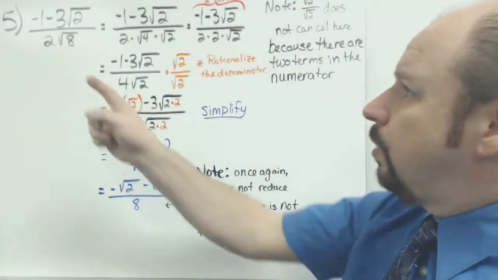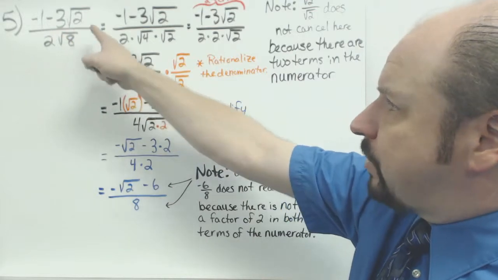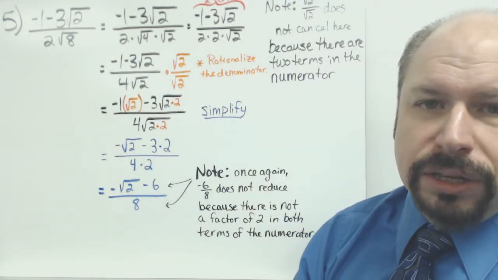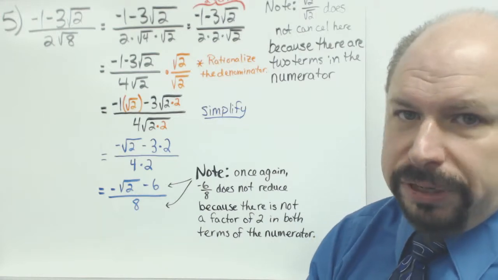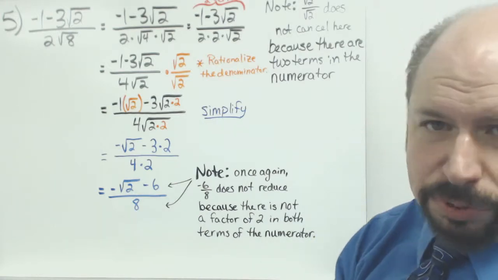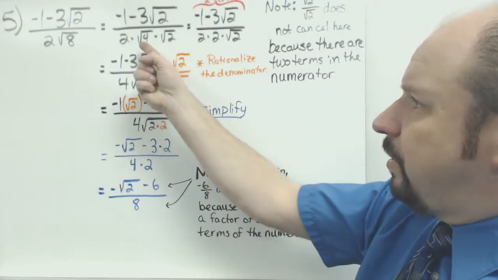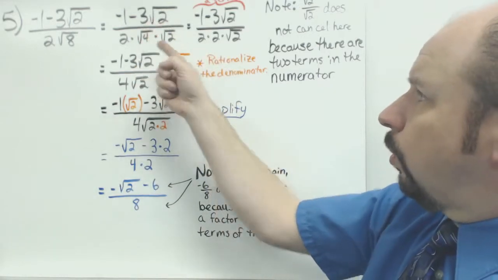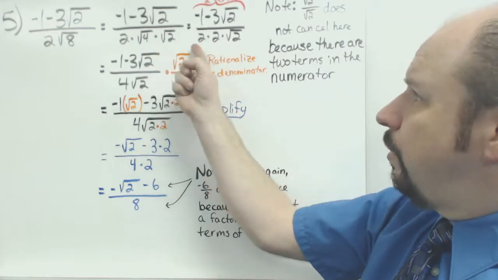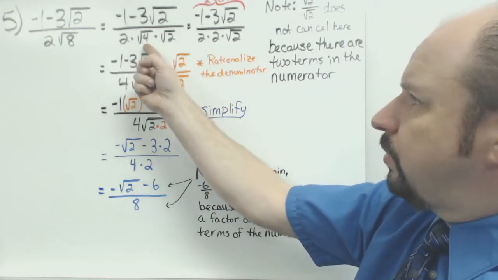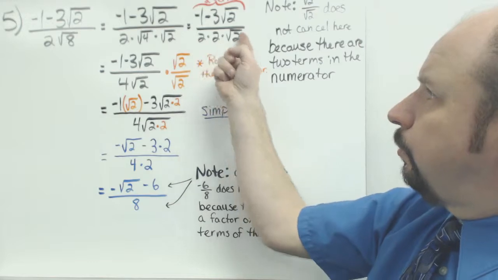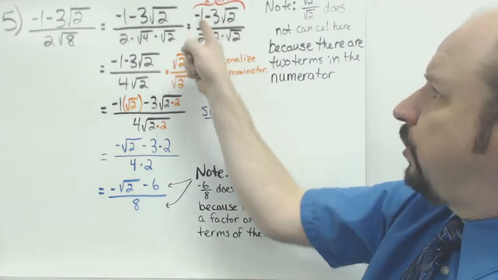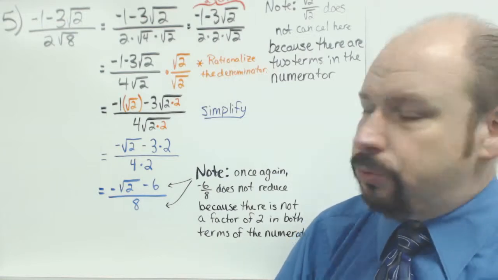Okay, last example. Negative 1 minus 3 root 2 divided by 2 root 8. Let's take a look at the denominator. The square root of 8 there, we can simplify a little bit because 8 is 4 times 2, and of course the square root of 4 is 2. So on the bottom, we have 2 times the square root of 2. On top, we just have negative 1 minus 3 root 2.